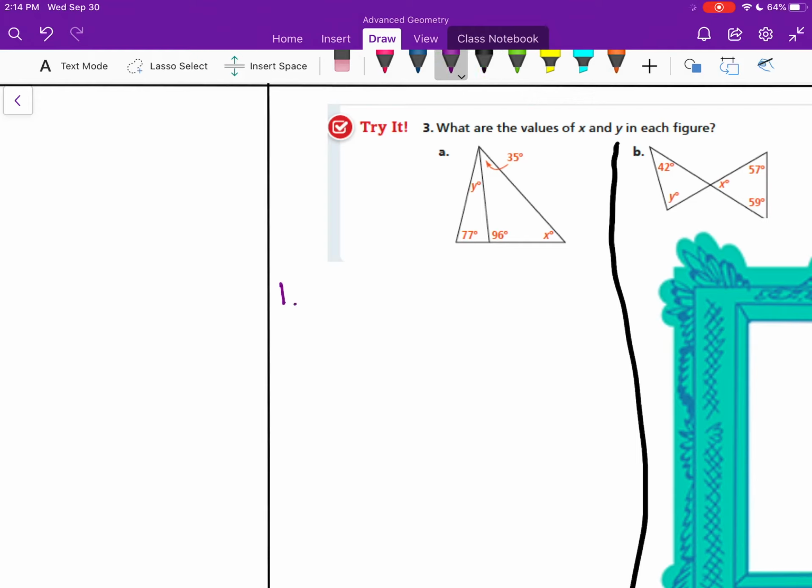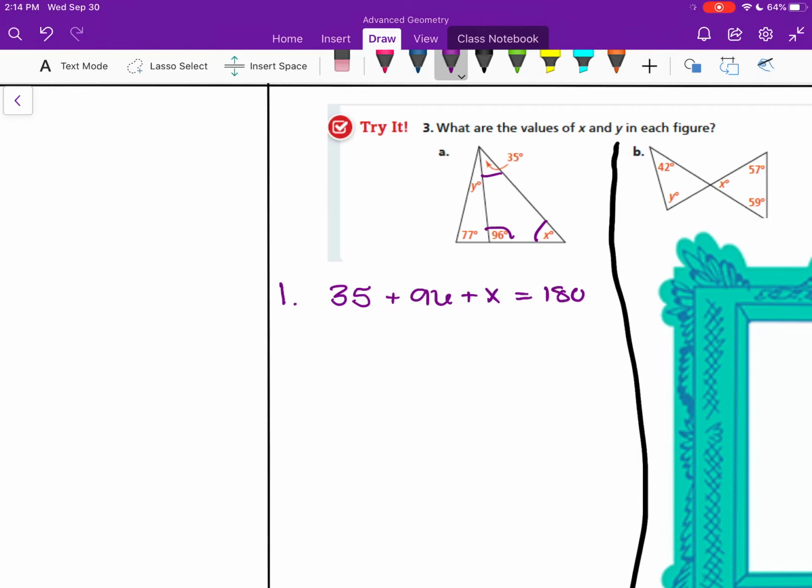and think about what would be our first step in finding our x value. We're going to notice that the x value lies in a triangle that has two other measures already given. So we know that we can add those up and they should equal 180. So we know that 35 plus 96 plus x needs to equal 180 degrees because those are the three measures of that triangle.